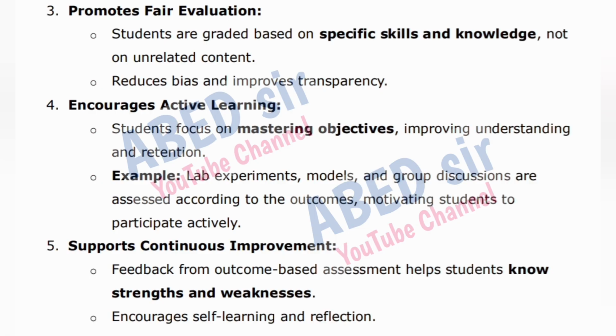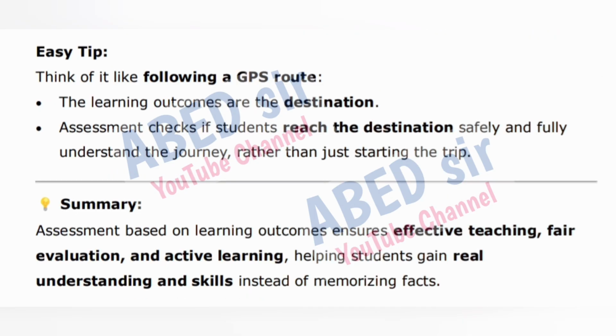4. Encourages active learning. Students focus on mastering objectives, improving understanding and retention. Example, lab experiments, models, and group discussions are assessed according to the outcomes, motivating students to participate actively. 5. Supports continuous improvement. Feedback from outcome-based assessment helps students know strengths and weaknesses. Encourages self-learning and reflection.